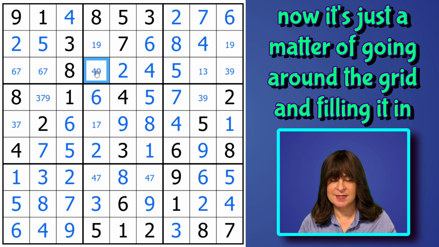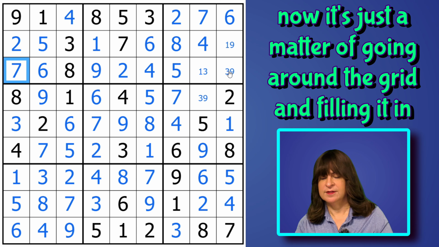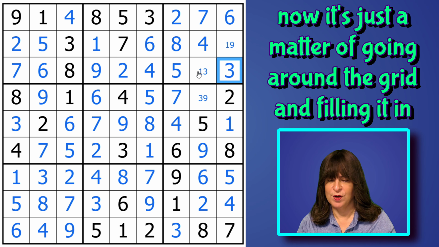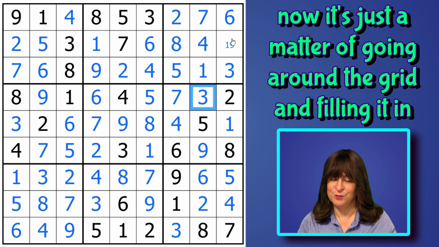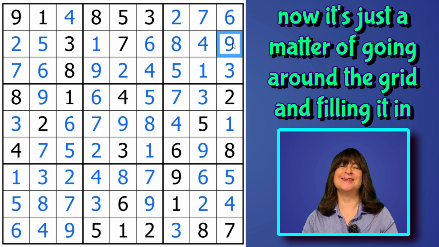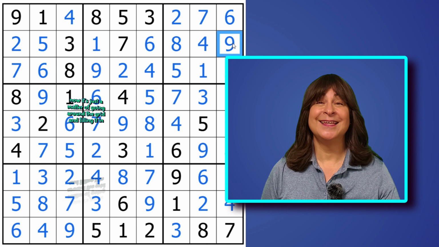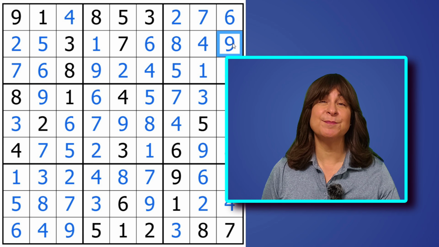And this is 9, 1, 7, 4, 7, 3, 9, 6, 7, 3, 1, 9, and 1, and the puzzle is done. Yay, that was really a nice puzzle.